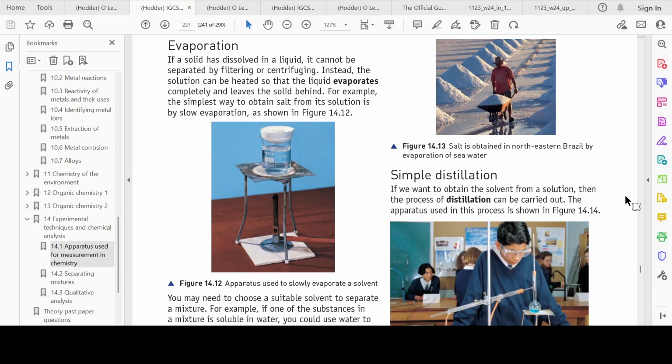Okay. So what we can do, for a solution where a solid is dissolved, is heat the solution so that the liquid evaporates completely and leaves the solid behind. Now this heating is done slowly. It's not like boiling. So the liquid evaporates completely and leaves the solid behind. For example, the simplest way to obtain salt from its solution is by slow evaporation, as I mentioned.